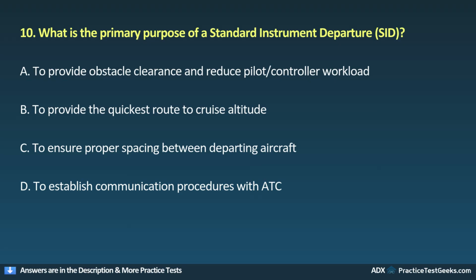10. What is the primary purpose of a standard instrument departure? A. To provide obstacle clearance and reduce pilot-controller workload. B. To provide the quickest route to cruise altitude. C. To ensure proper spacing between departing aircraft. D. To establish communication procedures with ATC.